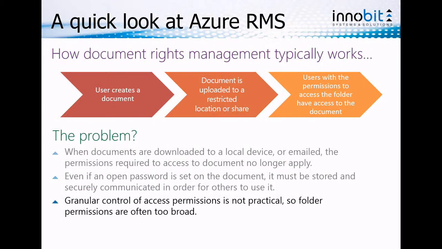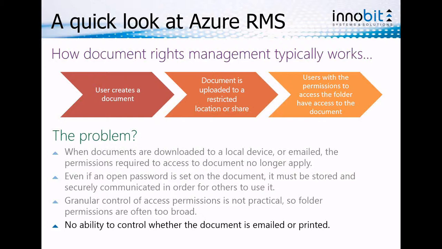The next problem is the granular control of access permissions is not really a practical thing. So folder permissions are often too broad, and many users who have access to that share, for example, may not really be entitled to look at those documents. And finally, there's no ability to control whether a document is emailed or printed.